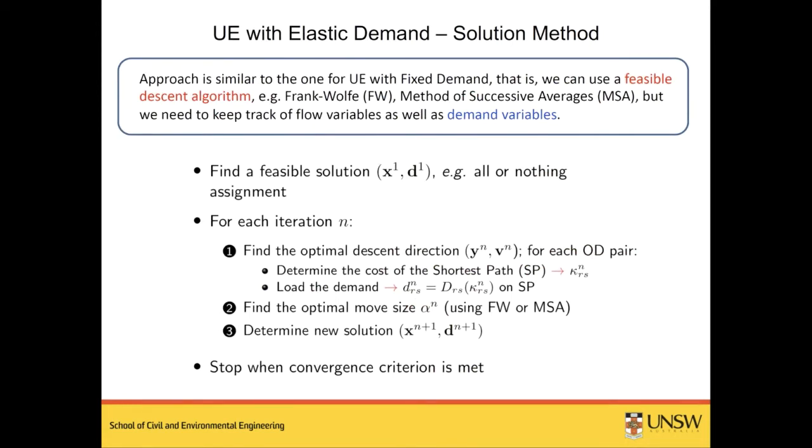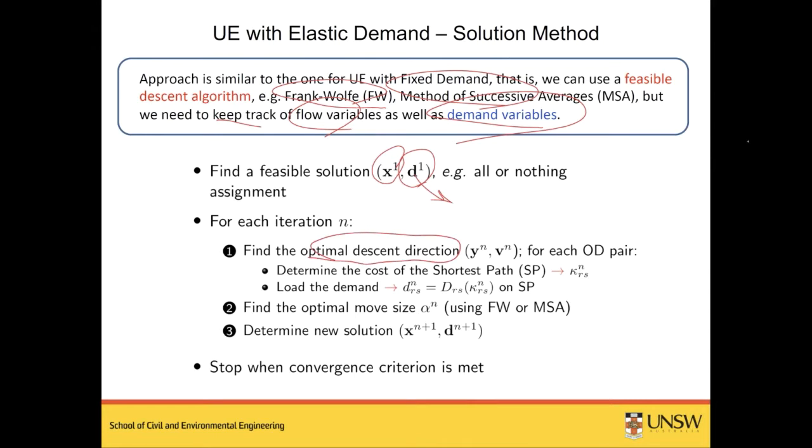How can we actually find the UE solution with elastic demand in a large network without the need to do it algebraically? The approach is going to be very similar to the previous approaches we had when we had fixed demand. Either we can go with the Frank-Wolfe algorithm or the method of successive averages, for example. But we need to keep track of a new variable. So in addition to keeping track of the flow variables, we need to keep track of the demand variables as well. We start with a feasible solution: some feasible link flows and a feasible demand, because now demand is also changing. It could be anything, right?